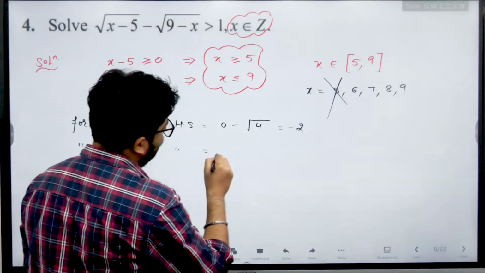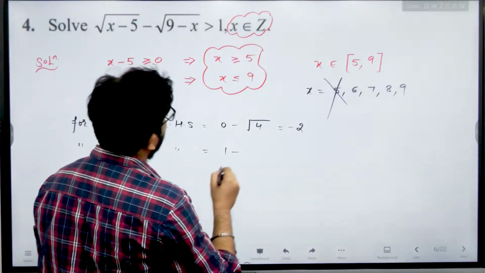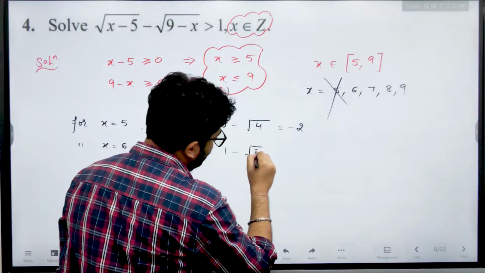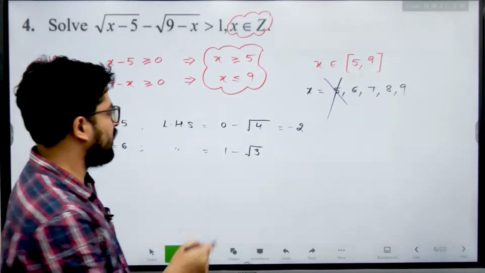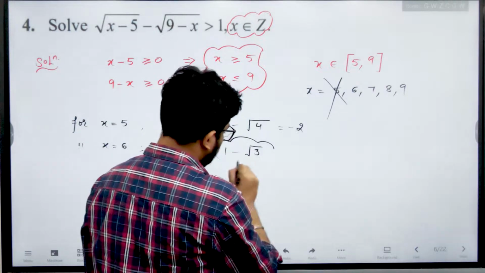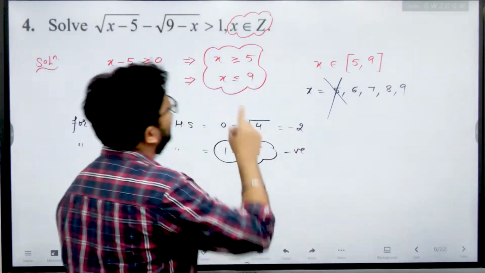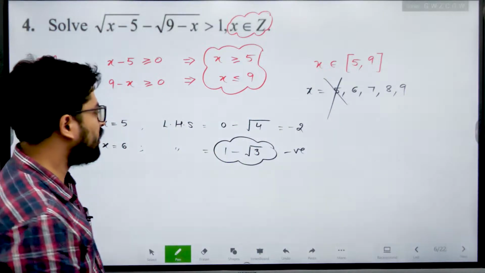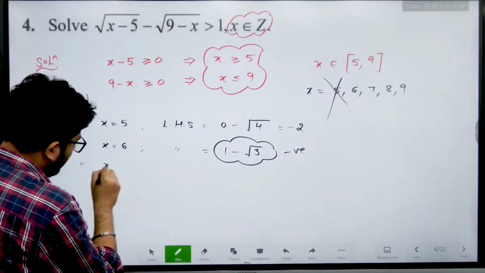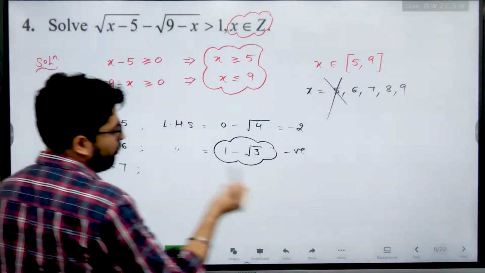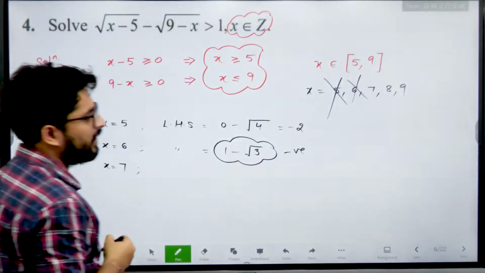Left hand side is, sir, root 6 minus 5, that's 1, minus root 9 minus 6, that's root 3, and root 3 is 1.73. Again, this is some negative value, and negative cannot be greater than 1. Got it? Next one. For x is equal to 7, basically you cannot take x is equal to 6 also.